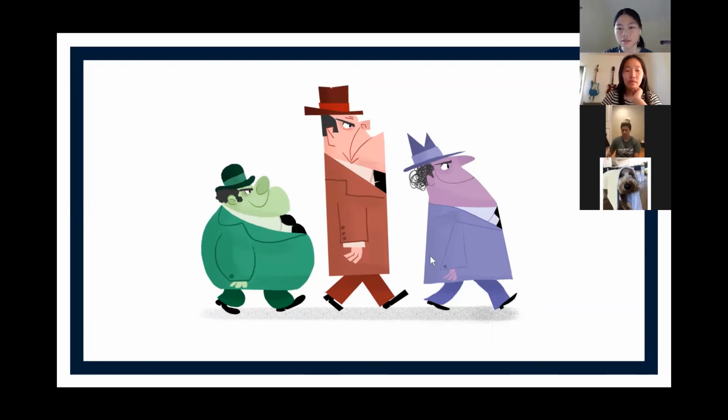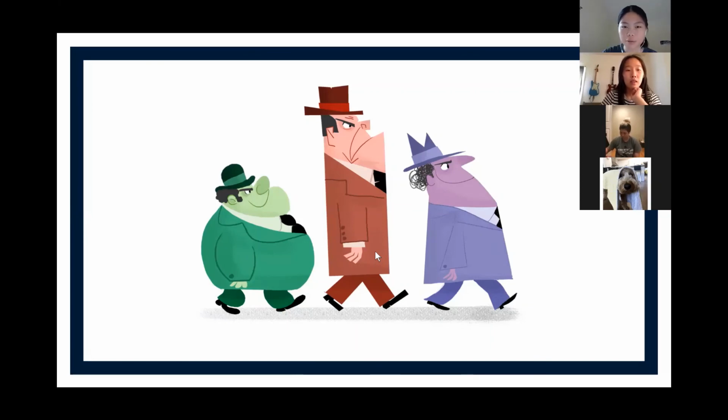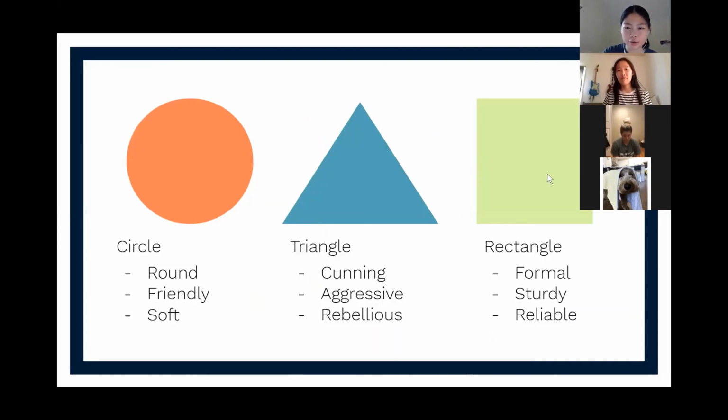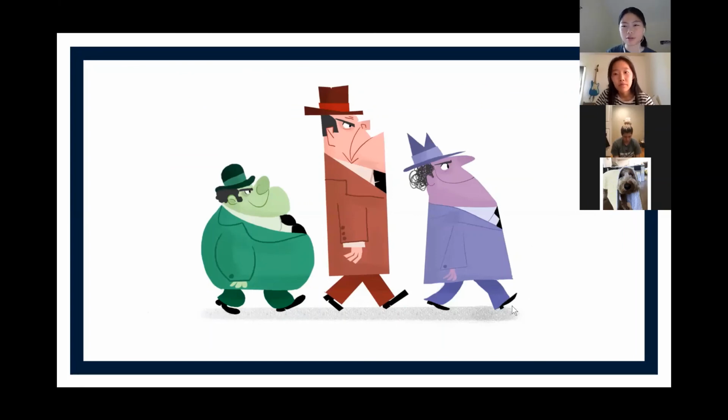So some things you can take away from what I explained previously would be, for example, this rectangular character. He's very stiff looking and very formal looking. And part of that is because of the way he is very boxy. So like I said here with the rectangle, formal and sturdy are just some of the traits that you can help convey using these shapes. So that's just one way you can think about designing characters.